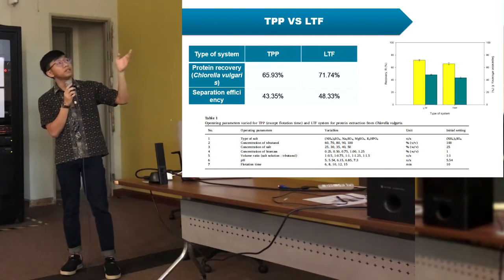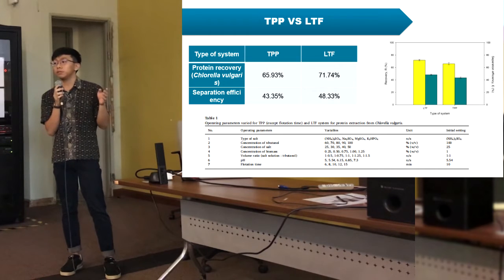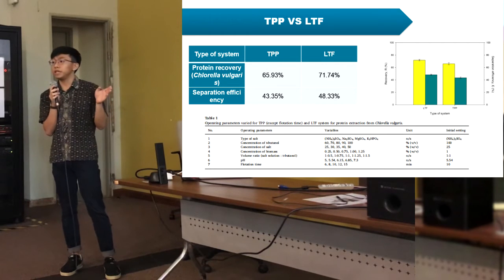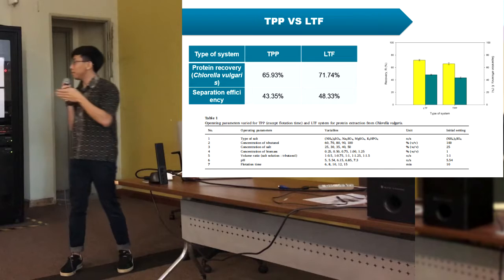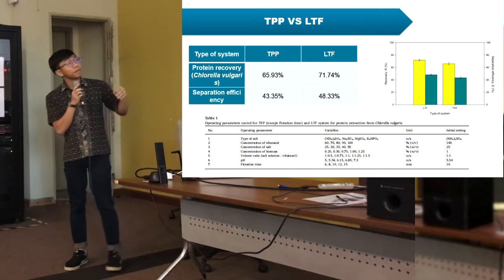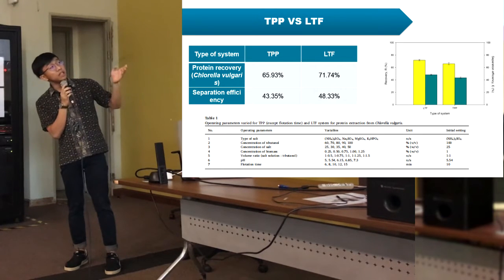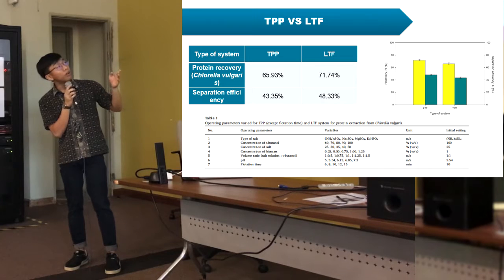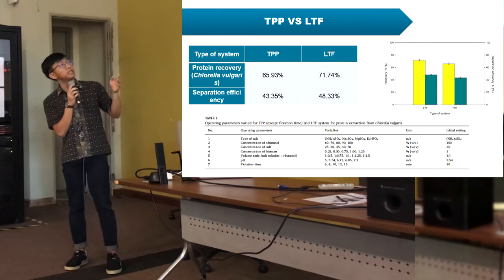Then LTF has a higher yield because it is the integration of LPF and TPP, with the LPF explained by my friend Linda. And thus it yields a higher protein recovery from Chlorella vulgaris and also a higher separation efficiency.